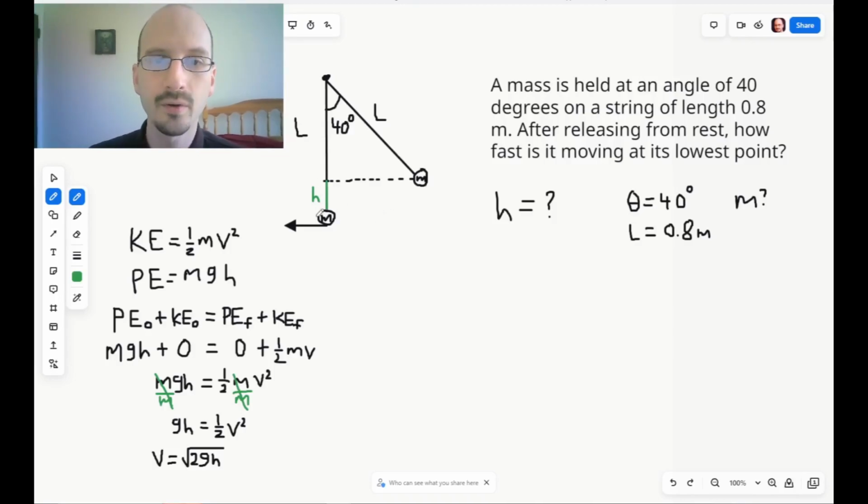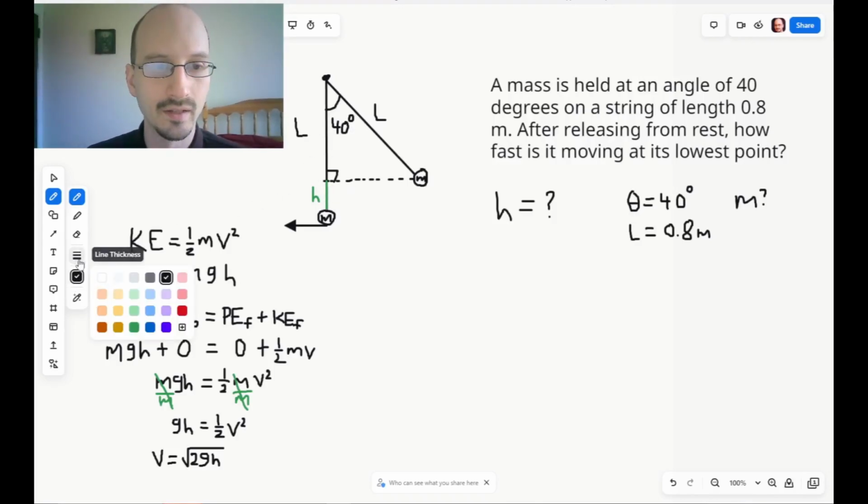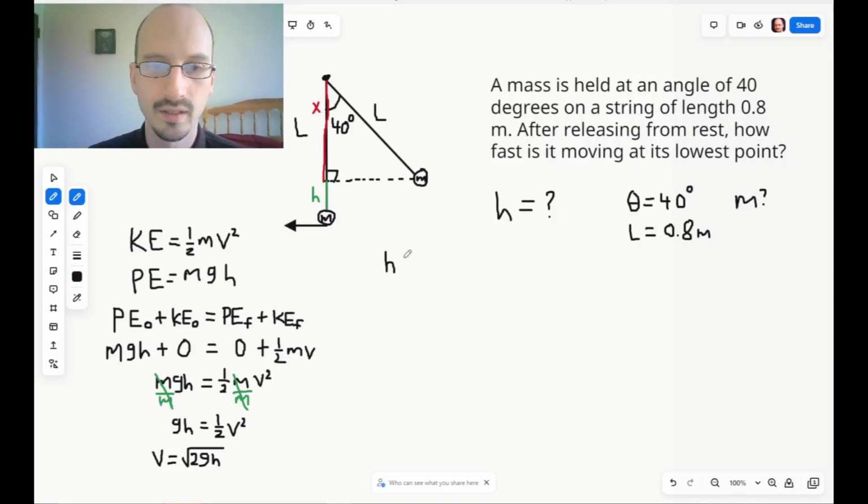So, how can we find this height? Now it's time to put our brains to use and do some geometry. We've got ourselves a triangle here, and specifically, we have a right triangle right here with this dotted line. Now, how is this going to help us? H is outside the triangle. Well, we know that H is going to be L minus the portion of the string that is inside the triangle. So we can call that X. So we know H equals L minus X.